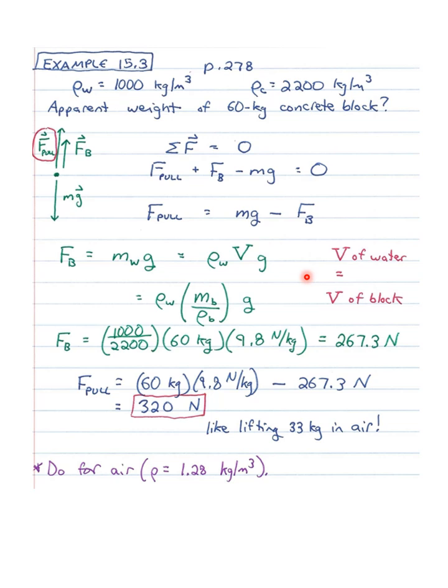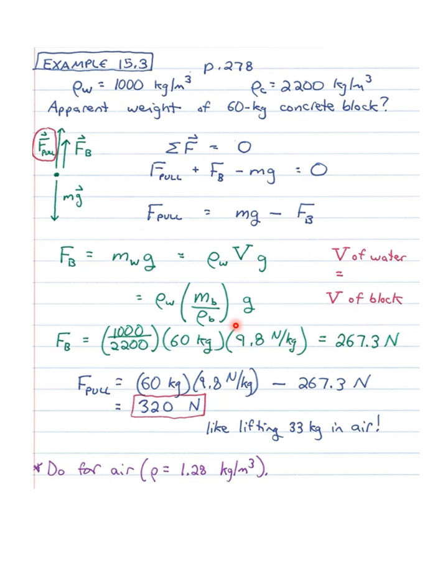So here's the magic trick I'm going to do. In the next line, I'm going to now think of it as the volume of the block. And so I'm going to replace it. Volume is mass over density, and that comes from the basic equation. If density is mass over volume, you can do the algebra. Volume is mass over density.